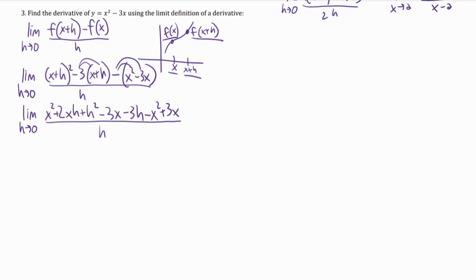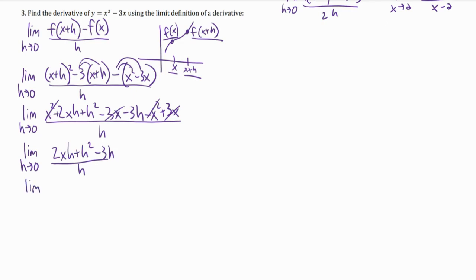All right, a bunch of stuff should cancel, and if you are doing a problem like this and stuff is not canceling, then you are probably doing it wrong if it's just a basic polynomial. If it's a polynomial, a bunch of stuff should cancel. If it was something like sine or cosine, then stuff would not cancel, and you'd have to use a different method. So I noticed that 3x cancels and my x squareds cancel. So I have 2xh plus h squared minus 3h over h.